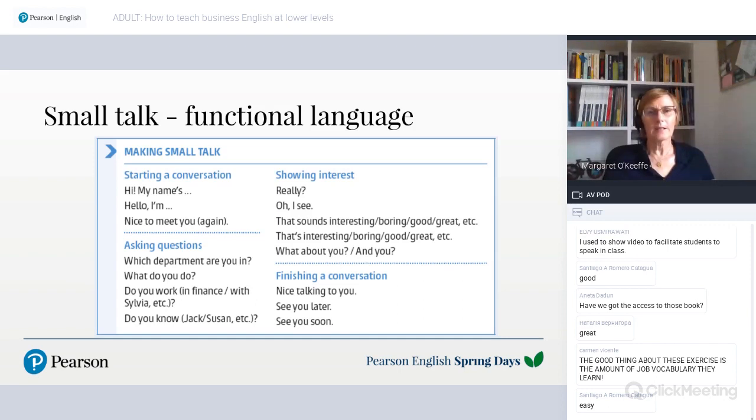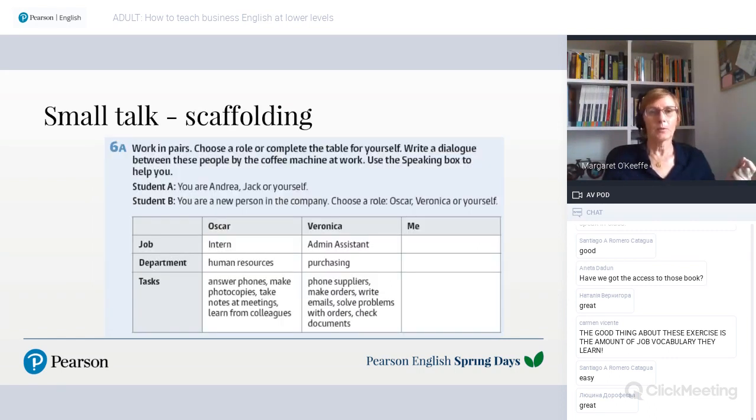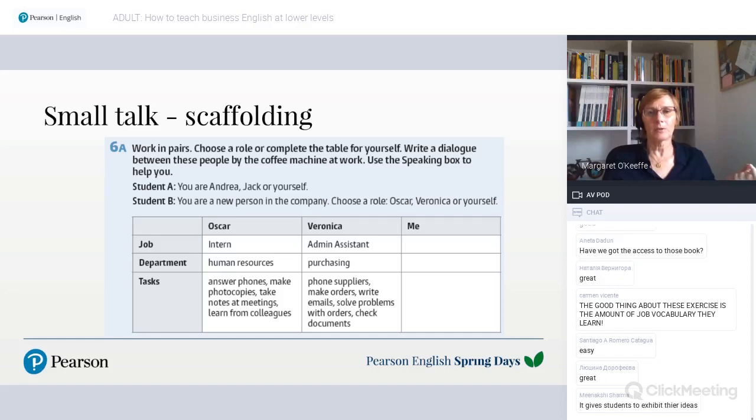The next thing then is to give them a little box with the language in: how to start a conversation, asking questions, showing interest, very, very important. How do we show interest in a conversation with something natural, and how do we finish a conversation? So they've got these 4 clear structures there, 4 clear areas to help them with their speaking task at the end here, which is clearly scaffolded.